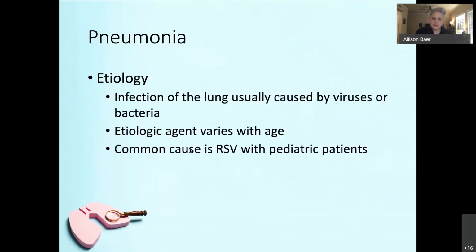This is an infection of the lungs. Again, another vague term. It can be caused by a virus or a bacteria. Where it comes from varies with age. In our babies and pediatric patients, it's usually a viral cause, whereas in adults, you're going to see more bacterial causes. One of the common causes in babies is RSV, if it progresses.